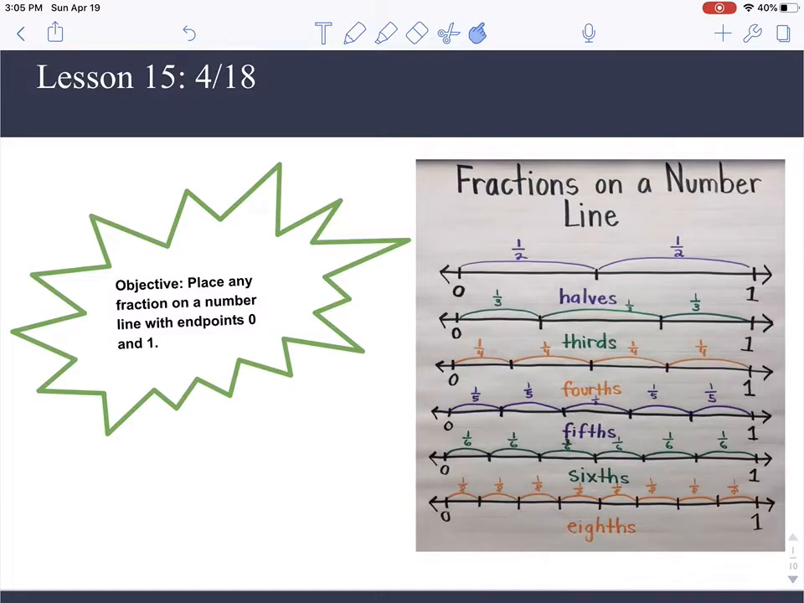And if you feel a little bit confused, I did a fraction lesson last Friday and it's still posted if you want to go back and review.